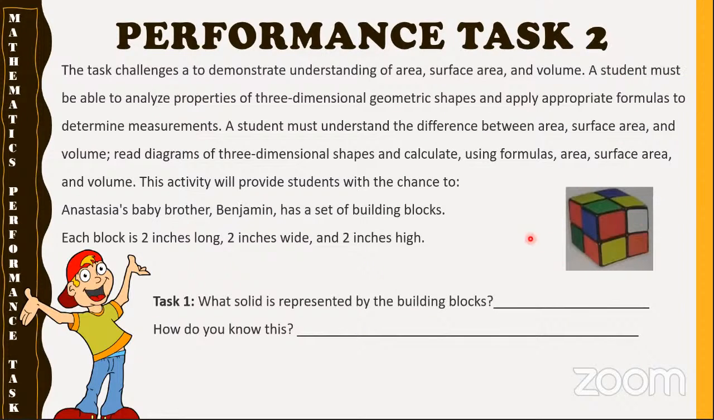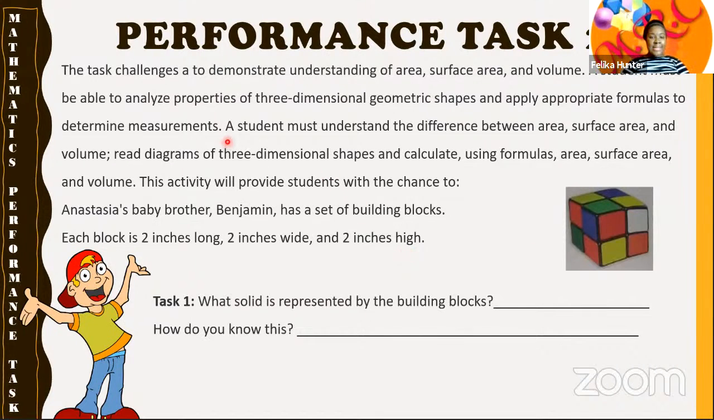So it's a cube. We're going to be using those properties, the knowledge that you have about cube, cuboid, cylinder. Well, not necessarily using cylinder today, but using properties of three-dimensional shapes. It says a student must understand the difference between area, surface area, and volume, read diagrams of three-dimensional shapes, and calculate using formulas area, surface area, and volume. These questions are taken from the grade 6 performance task book. They're exact questions from the book.